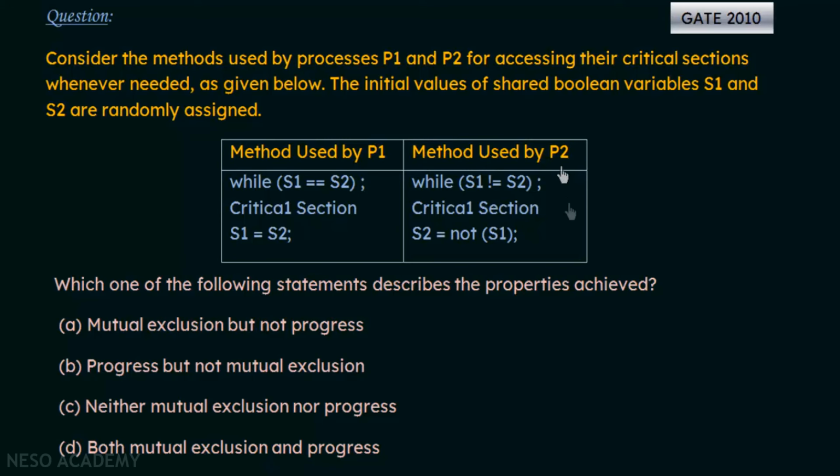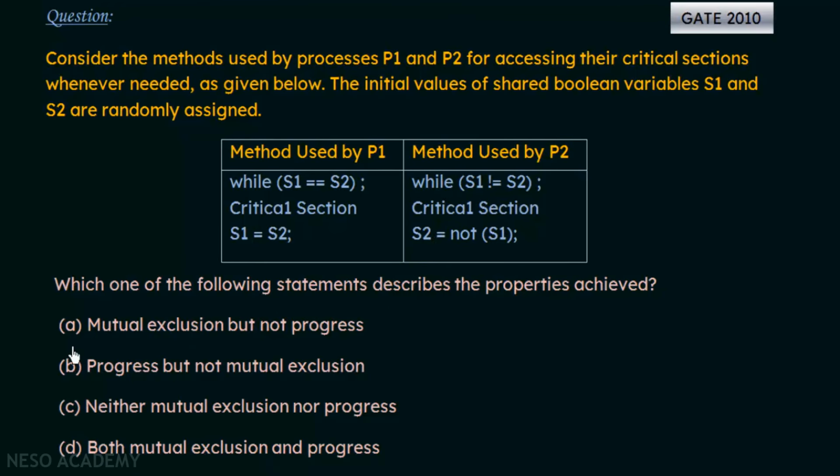Even though P2 does not want to enter the critical section, P1 entering the critical section is still depending upon P2, which is not what we want in progress. So progress is not satisfied here. So we see that mutual exclusion is satisfied, but progress is not satisfied. So what are the conditions that are achieved here?